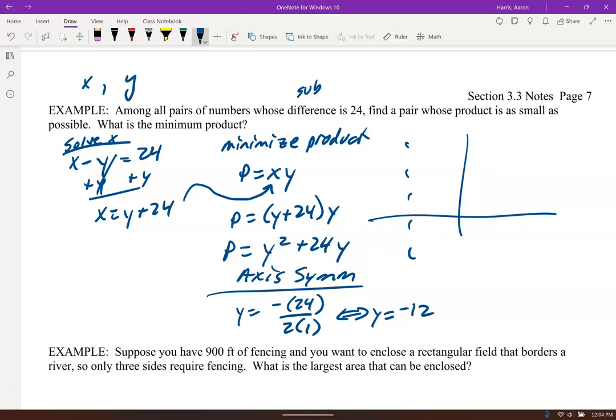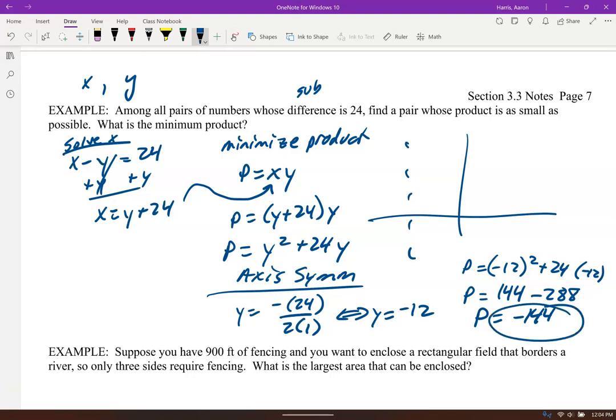So let's throw in negative 12 into our equation, y squared plus 24y. And that'll be our minimum product. So what's that? 144. 24 times 12 is 288. So I get negative 144 is our minimum product.